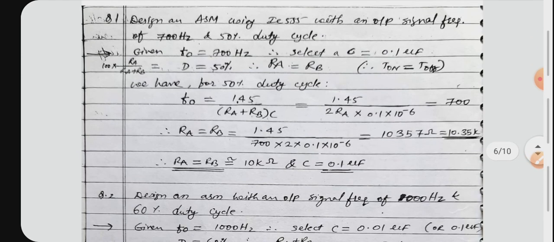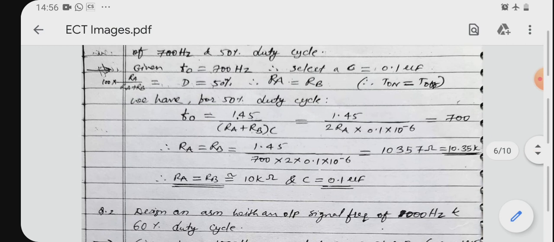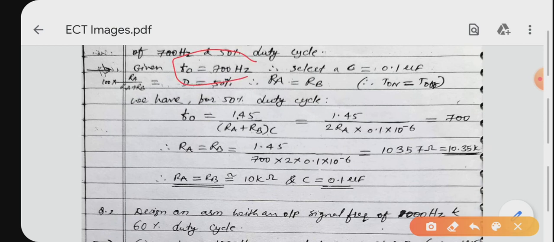Design an astable multivibrator using IC 555 with an output signal frequency of 700 hertz and 50% duty cycle. Okay, as usual our regular method is to list out in the first step what are the given values. So what is given? Output frequency is given as 700 hertz.